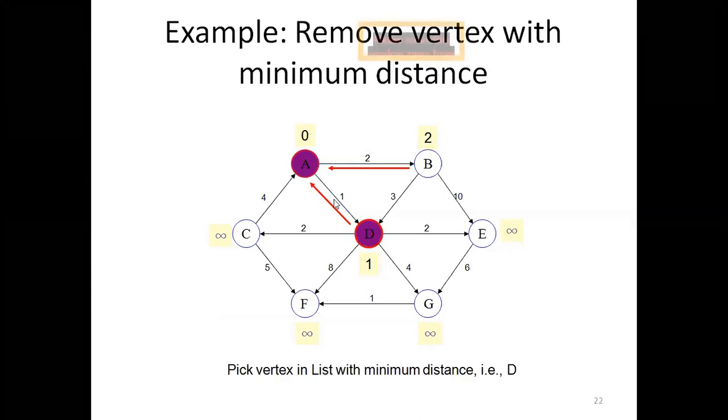Now see, we are at vertex D. Pick the vertex in the list with minimum distance, that is D. From the list, we are removing that particular vertex D since D is at minimum distance. So from D, you can update.